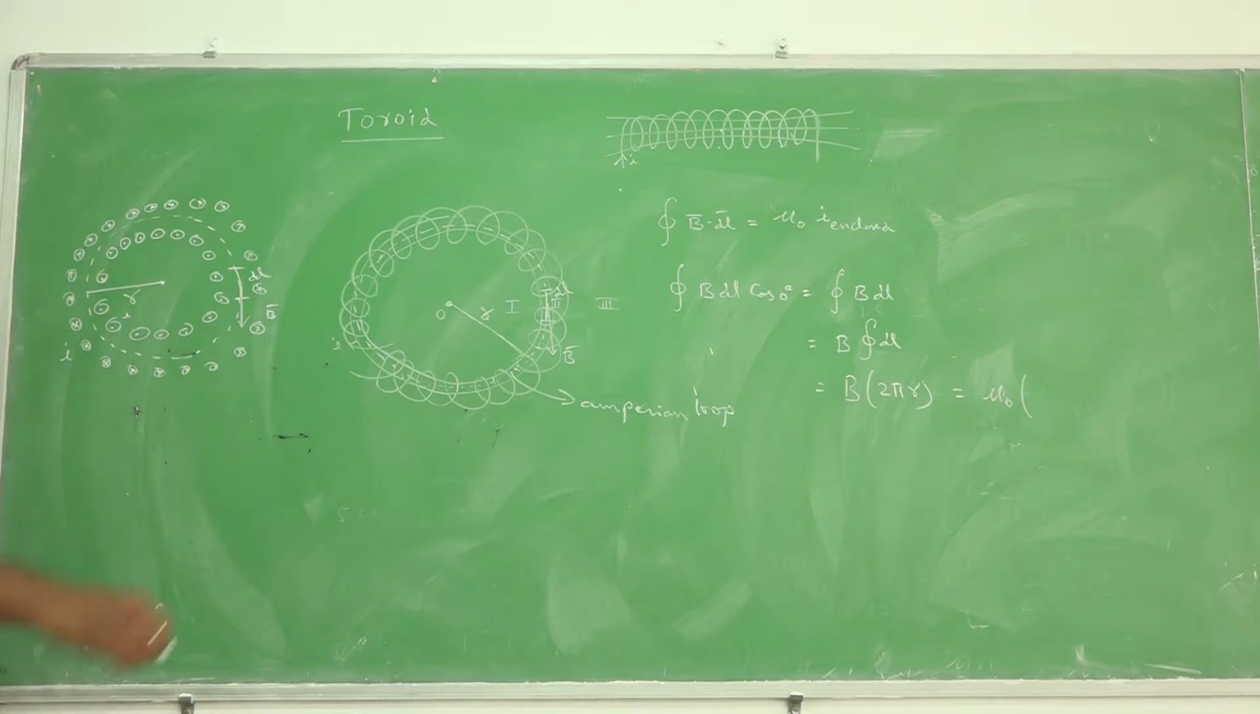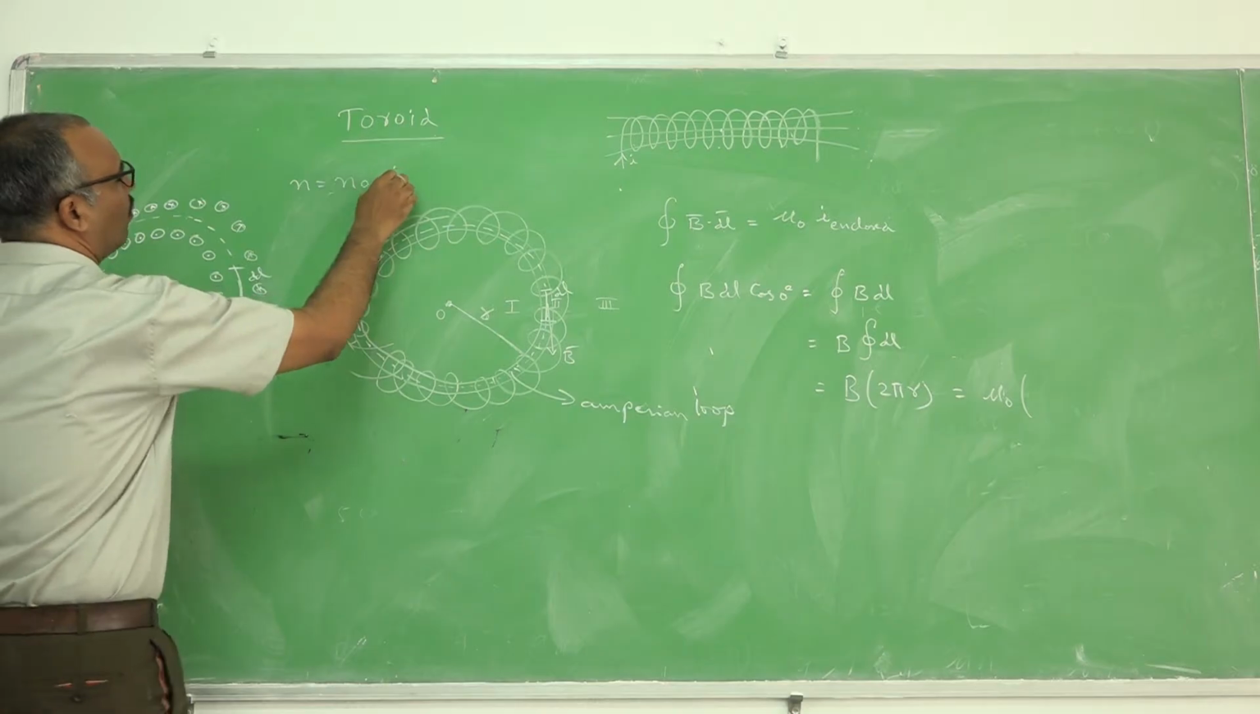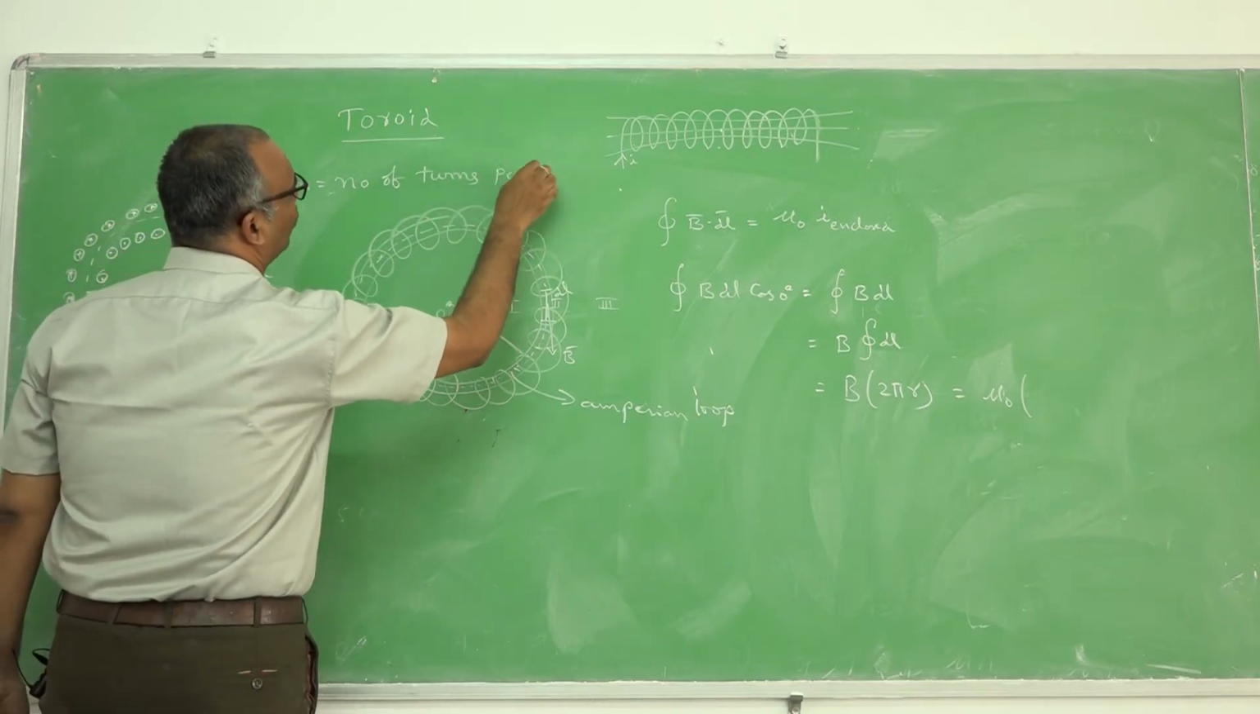Here we defined n in case of solenoid. n is defined as number of turns per unit length.